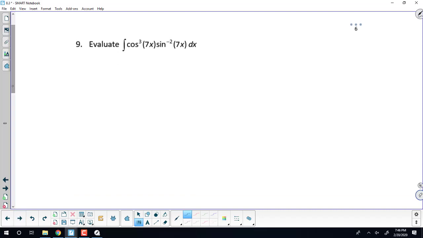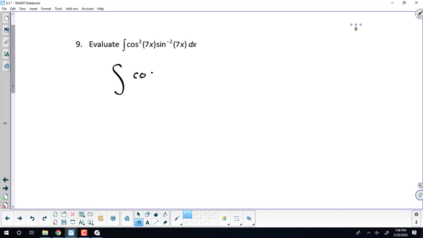Number 9, you've got cosine cubed 7x, sine to the negative 2 of 7x. What would we do here? Would you move the sine to the bottom and try to get a tangent? Or not the tangent? Oh yeah, because we would have cosine cubed over sine squared. So you have a cotangent times cosine. So let's see what that does.